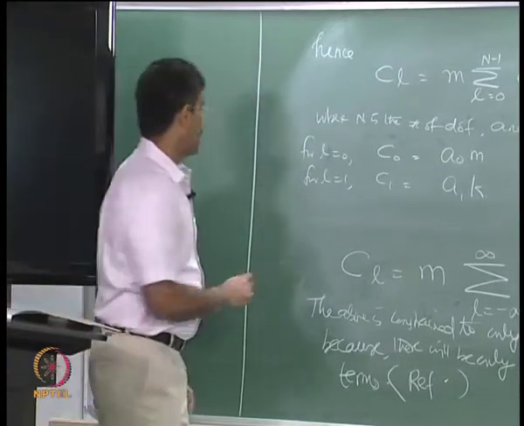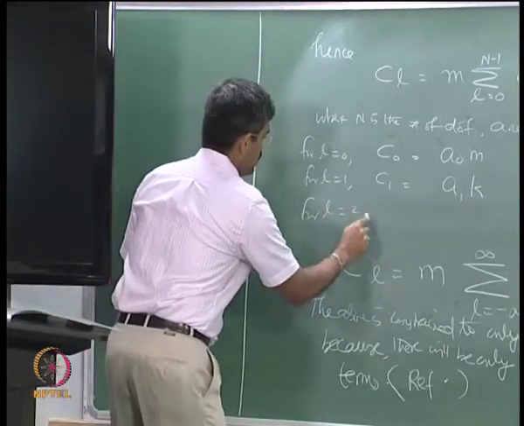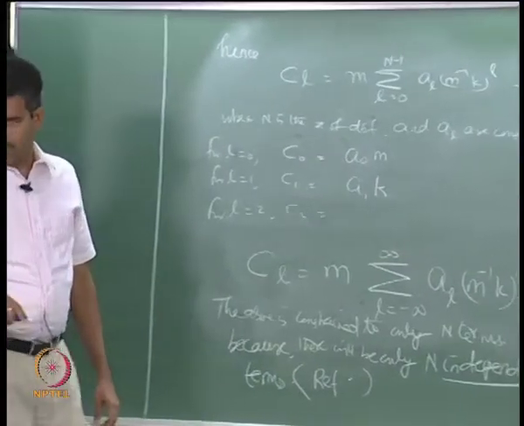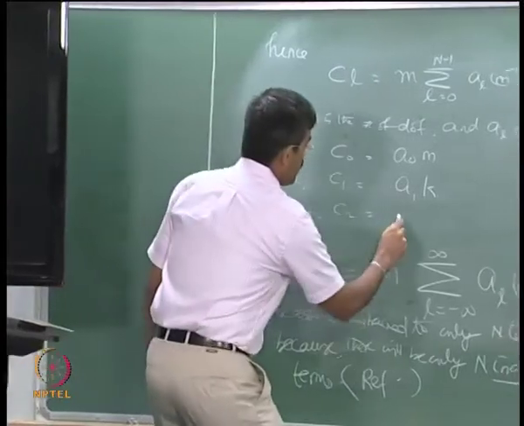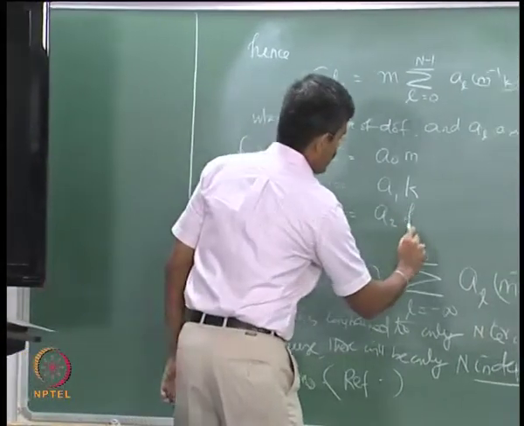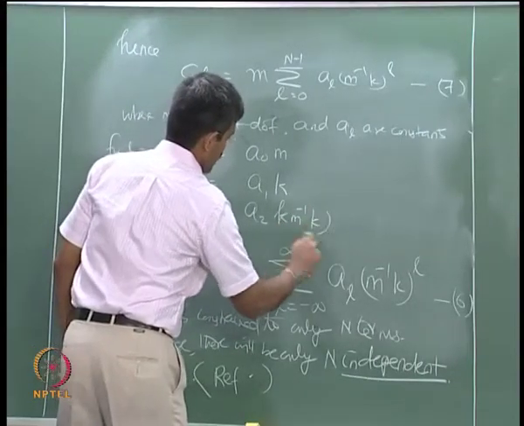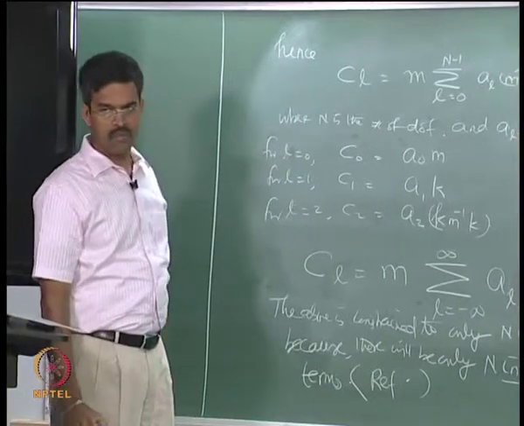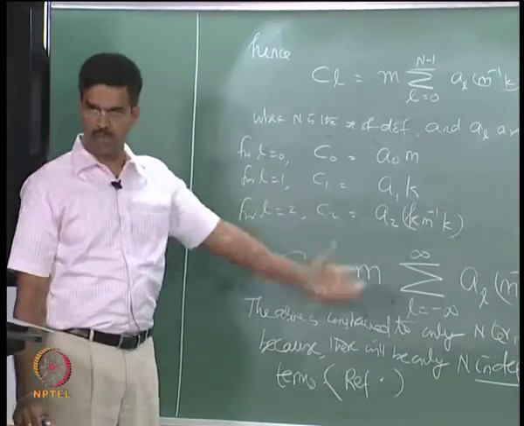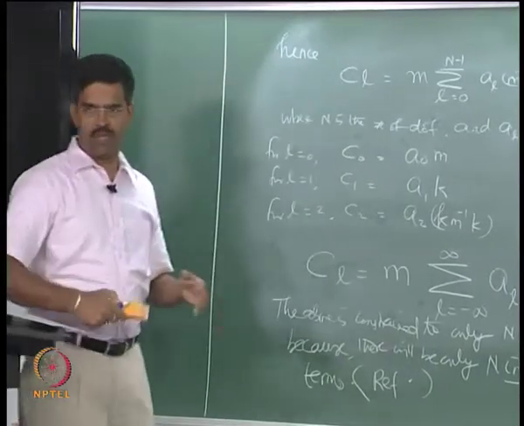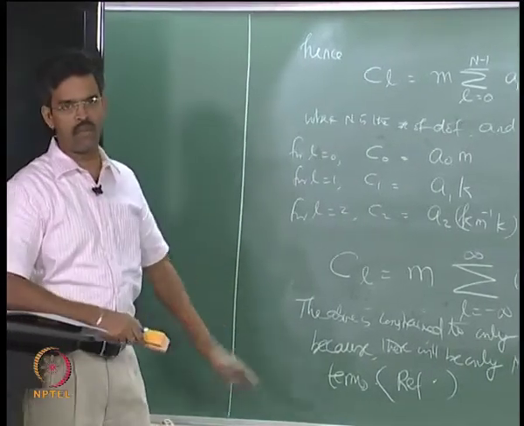Okay. For L equals 2, C2 becomes A2 K M inverse K. So, let us stop at 3 degrees of freedom and let us try to apply Caughey damping and see what happens, because we have an example where degrees of freedom are 3. So, I will use it. I can continue for n number of degrees.